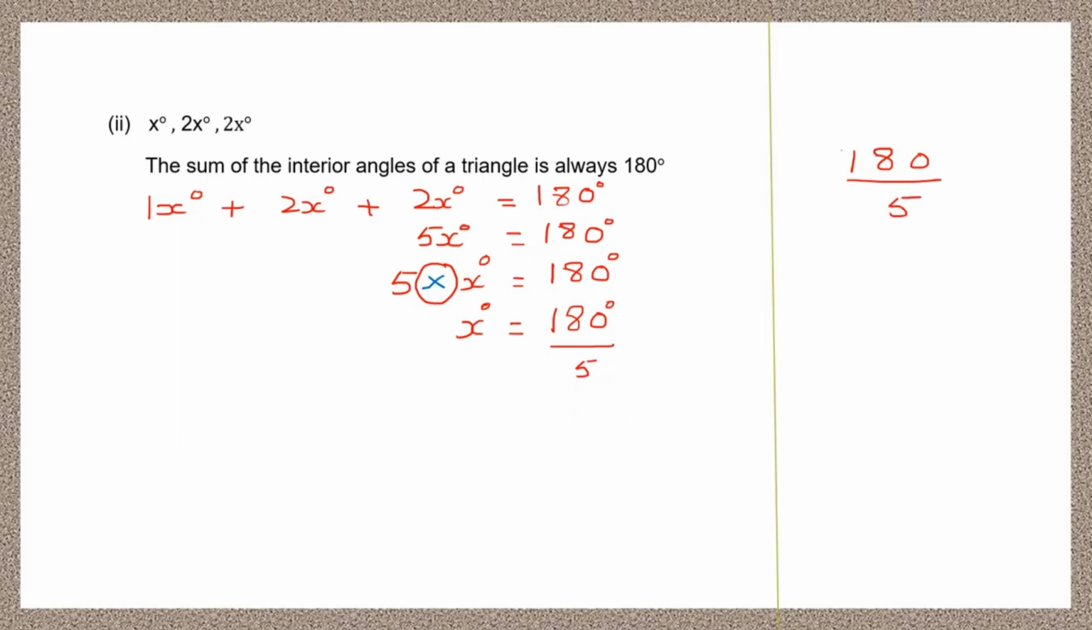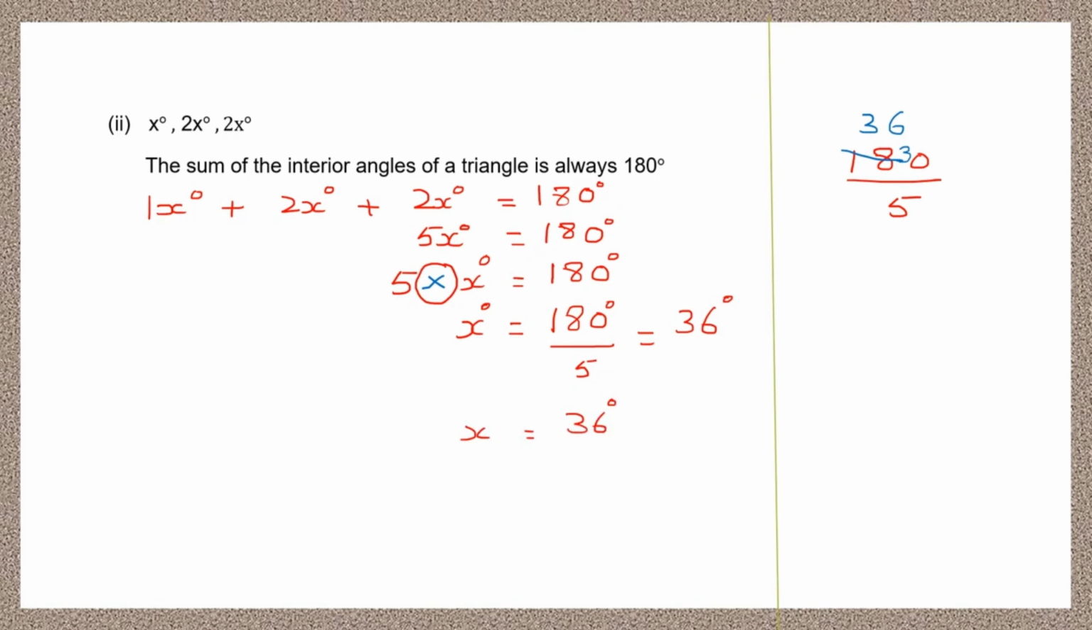5 3s are 15. Now what is left? 16, 17, 18, that's 3. Okay, so let me write 3 here. Now I have 30. 5 6s are 30. So when I divide 180 by 5, I get 36 degrees. So what is the value of x? X is equal to 36 degrees.